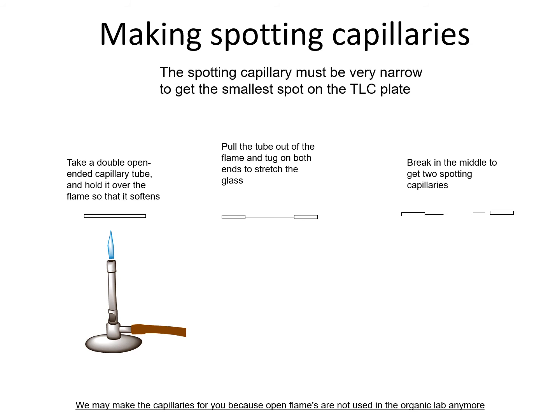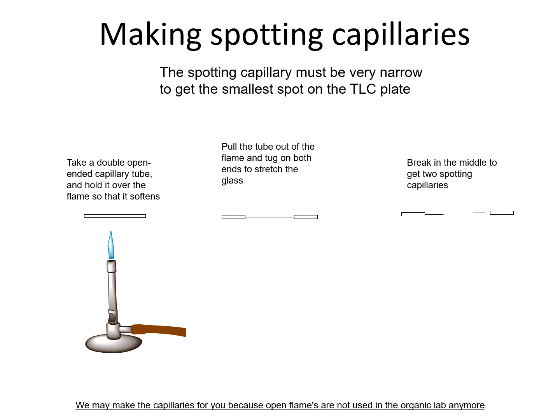Spotting should not be done just using a needle or the tip of any material. If you do that, you'll have incorrect separation of the samples. You may have broad spots, you may even have spots that go round, not straight. So the best way to do it is using a capillary tube.